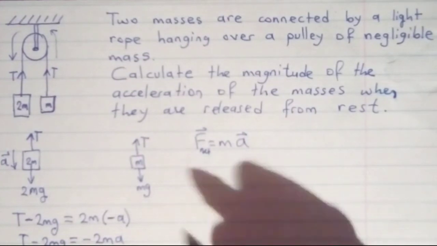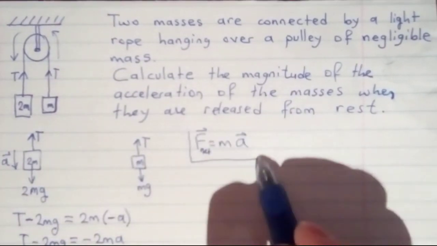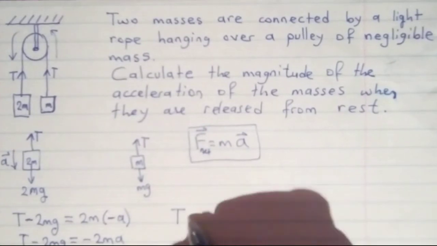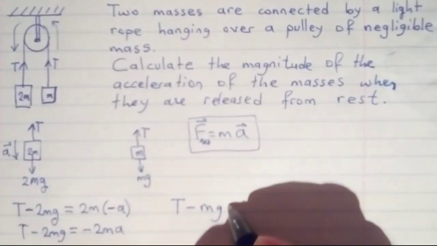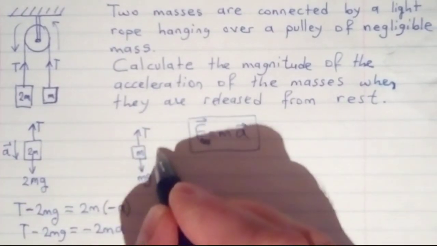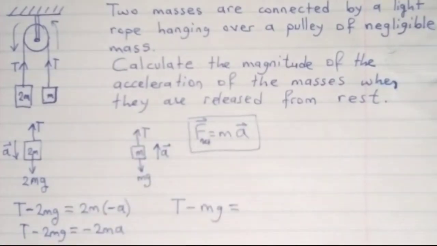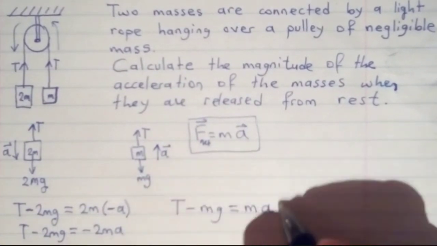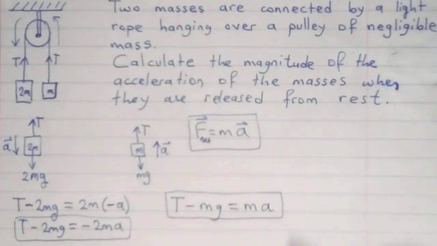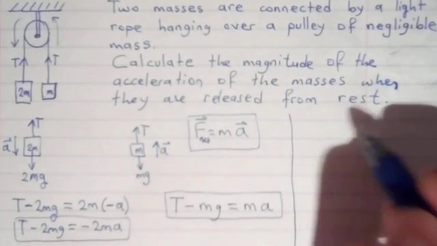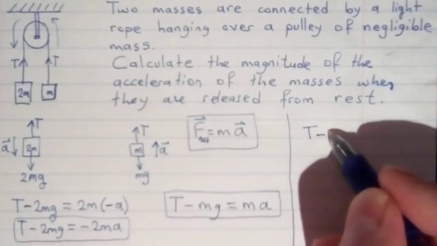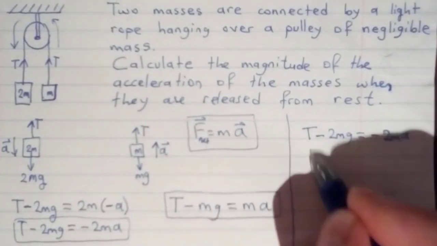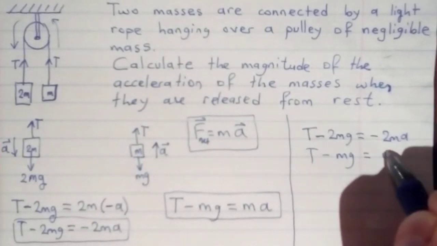For the second mass, again I write Newton's second law. So T upward, positive T, mg downward, negative mg, equals ma, because the acceleration is upward in the counterclockwise rotation, so I write ma directly, because a is positive. To simplify these two equations, we have T minus 2mg equals negative 2ma, and T minus mg equals ma.